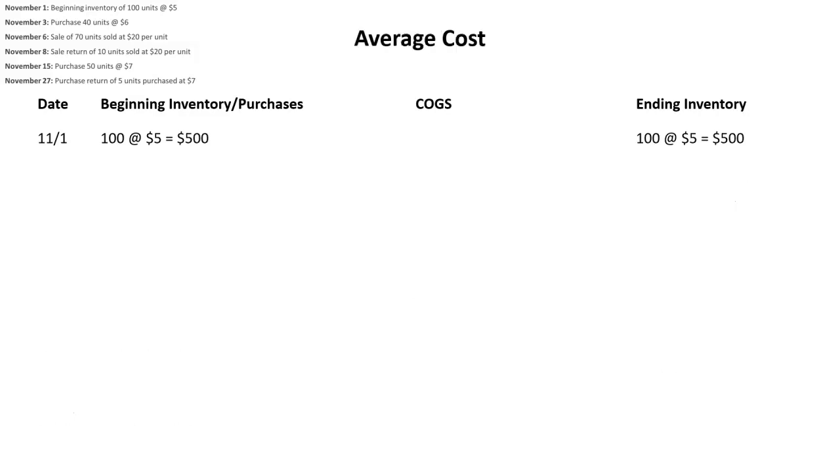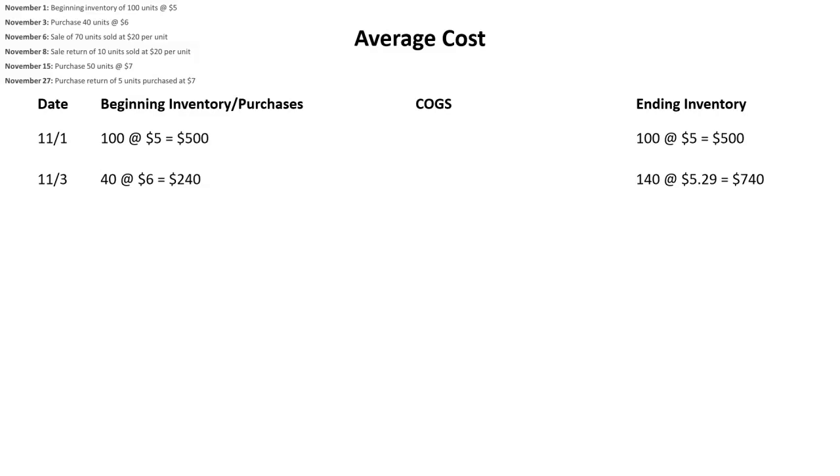Now we can move on to average cost. So we mentioned how FIFO and LIFO split off from each other at the first sale. Well, average cost splits off from FIFO and LIFO at the first purchase. Here on November 1st, everything's going to look the same, but then on November 3rd, things change. Right? Under average cost, we don't keep our inventories separate like we do under FIFO and LIFO. We combine those, and then we find what's called the weighted average unit cost.